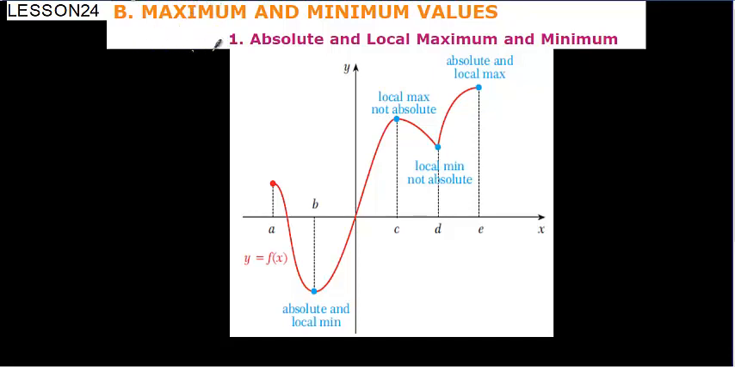In this video, we are going to learn how to find the maximum and minimum values in the interval by using derivative. Absolute and local maximum, what does it mean? First, we are going to learn this definition. Absolute means the minimum value in the function.